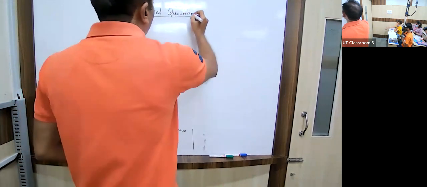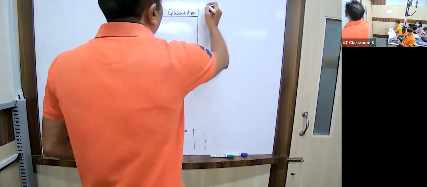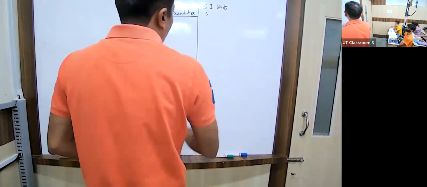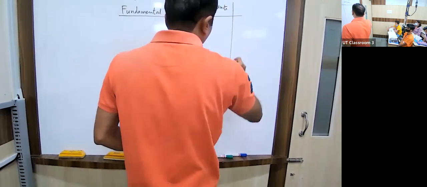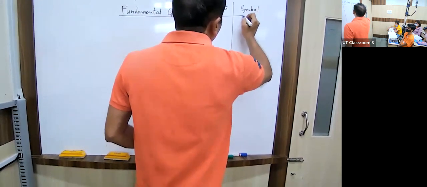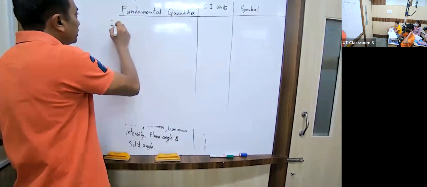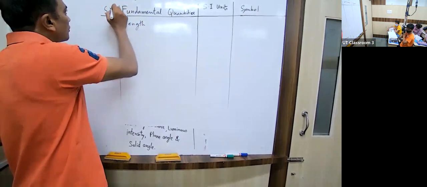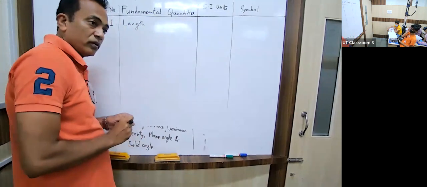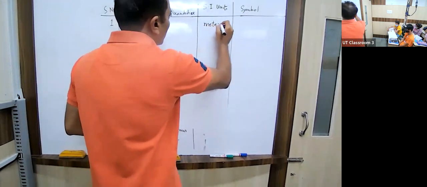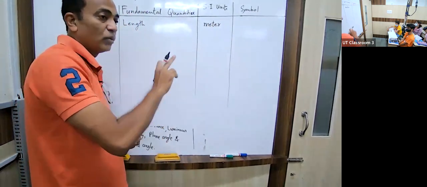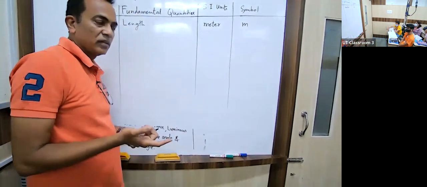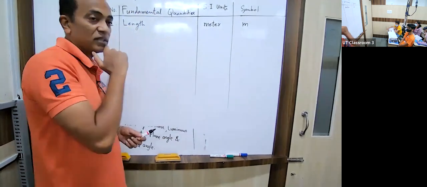So let us see what the fundamental physical quantities are and their SI units and symbols. What is the first fundamental quantity? Length. The SI unit of length is meter. The full names of all the units are written in lowercase, and the symbol is just m. It was m in the metric system also, and it is m in SI also.